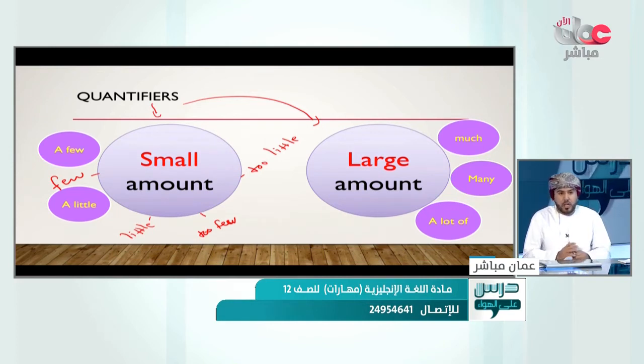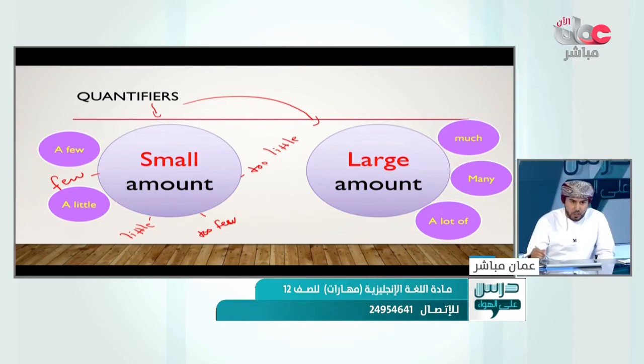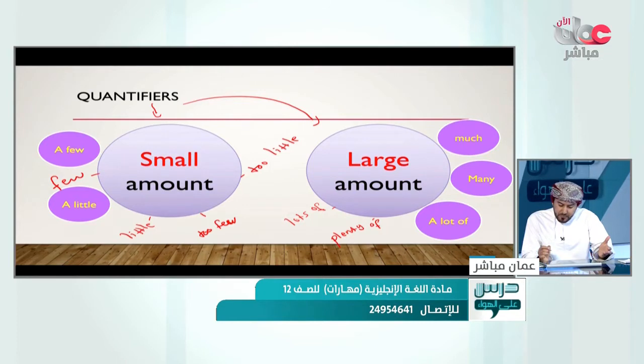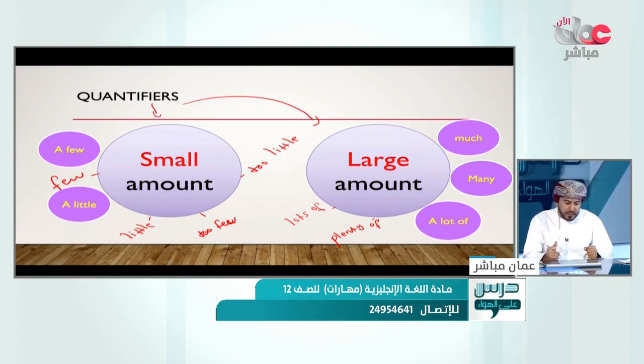While also we have large amount can be indicated and expressed by the words much, when we say how much, how many, a lot of. For example, we have also plenty of, we have lots of, also we have a majority of, we have a large number of, as we say, a great deal of. So inshallah ta'ala, we are going to explain more later on in the coming slides. First, we are going to talk about the small amount.